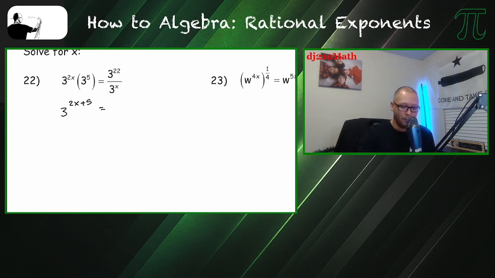And then 3 to the 22nd power over 3 to the x. So it's always top minus bottom when the bases match. In this case, the bases are 3, so it's going to be top minus bottom. So 22 minus x. There are other ways of doing it. This is the method I like. So now that the bases match, everything's matching, we can set the exponents equal to each other.